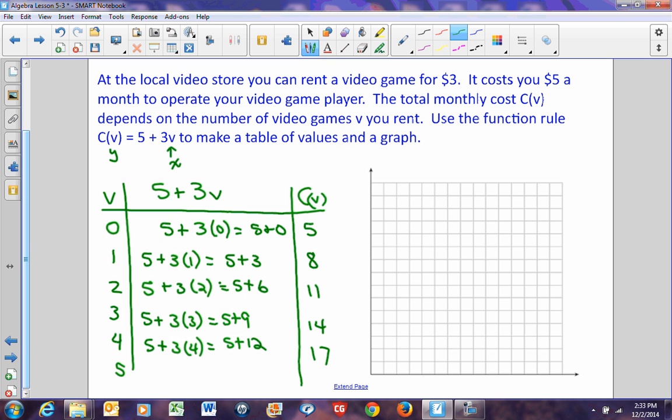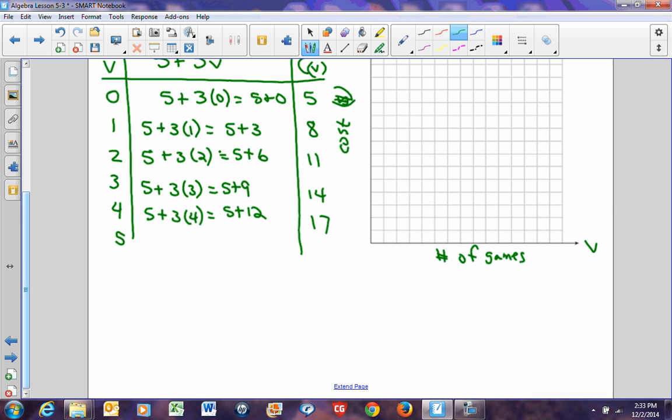Okay, I also need to label my axes. So this axis is going to be V, and this is going to be C of V. Okay, and it might even be helpful to say number of videos, number of games, actually no, that would be cost, wouldn't it? Yep, that would be my cost, silly me. Number of games goes on the x-axis, and so is my cost. Okay. I need to make sure I label.